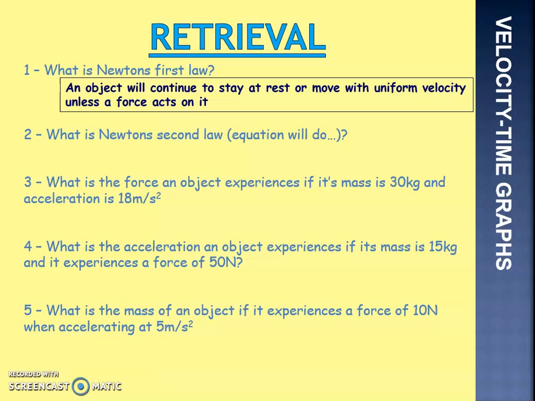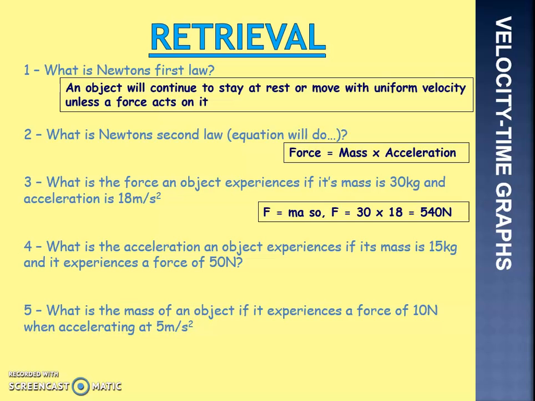Question 2. What's Newton's second law, and an equation will do for this? Newton's second law states force equals mass times acceleration. Question 3. What is the force an object experiences if its mass is 30 kilograms and acceleration is 18 meters per second squared? Use the equation we've previously seen. Force is mass times acceleration, so that would be 30 times 18, giving us 540 newtons.